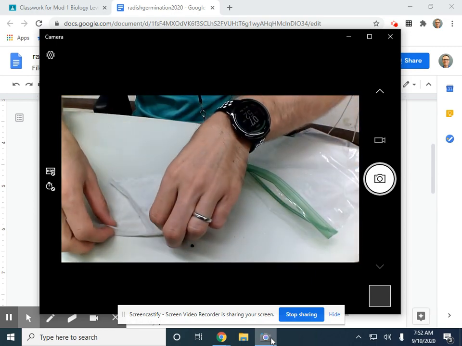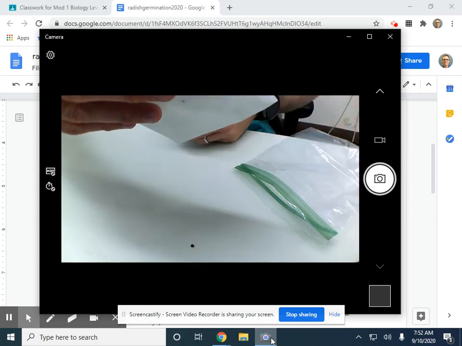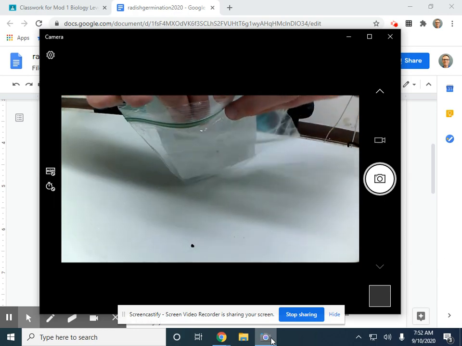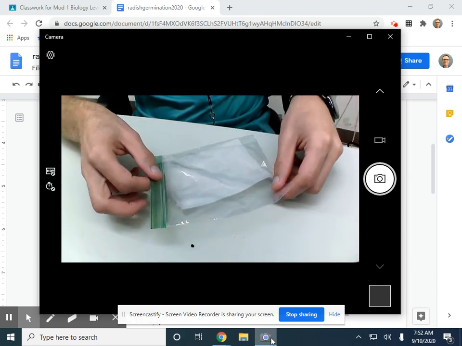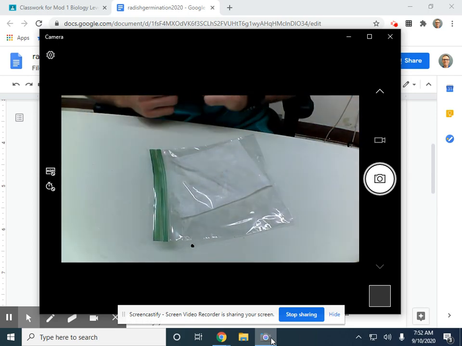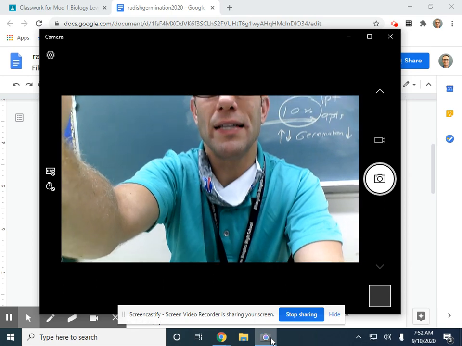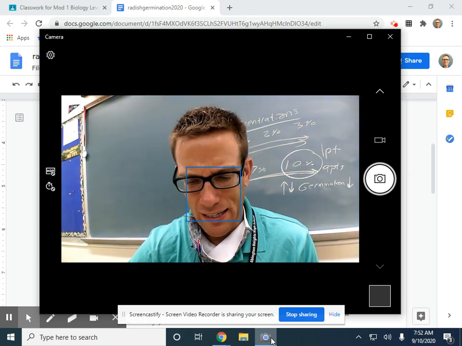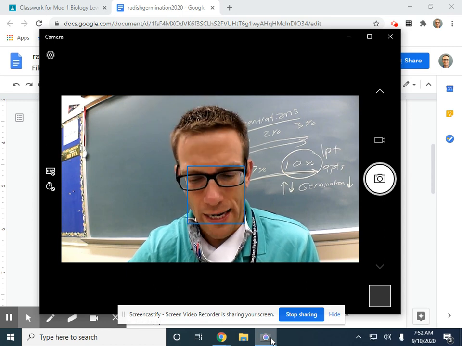Okay, so again, I'm not dripping water. If you're dripping water, you need to wring that out a little bit. I'm going to put it into my bag, and I am not going to zip it. I'm going to leave it wide open. Okay? Now, I'm going to take my bag, and I'm going to put it in a warm location. I'm not going to put it in direct sunlight because that might dry it out.